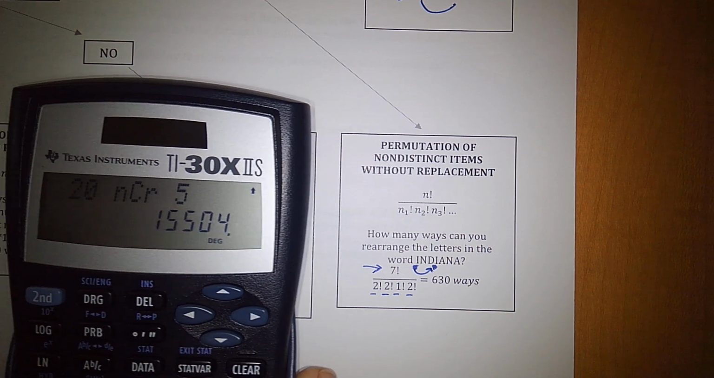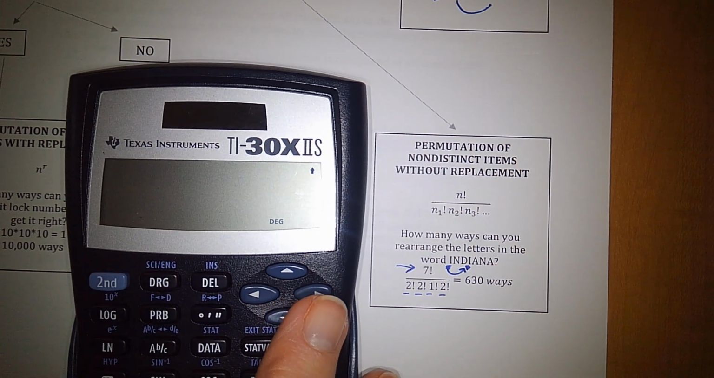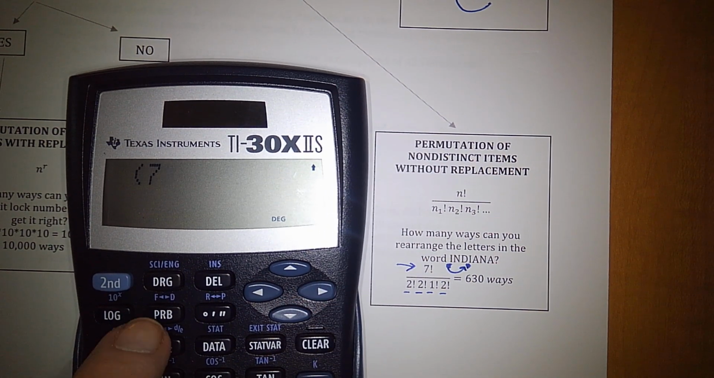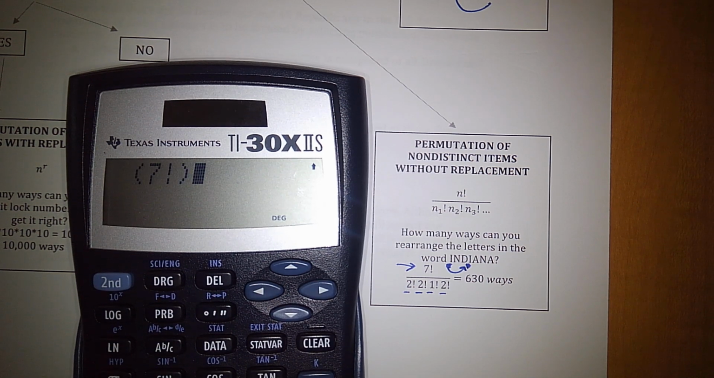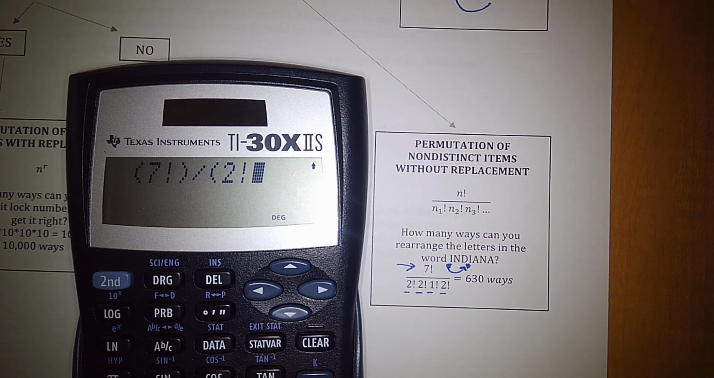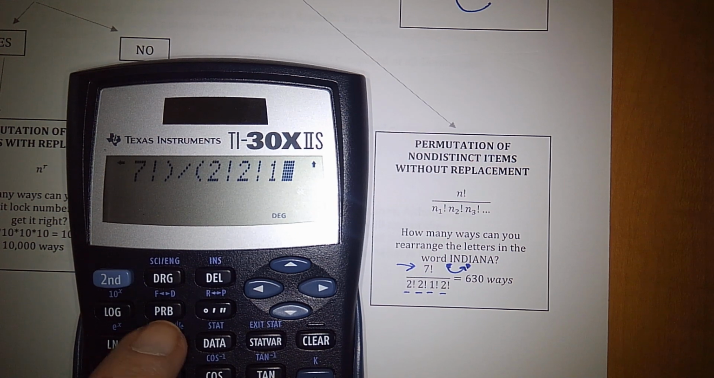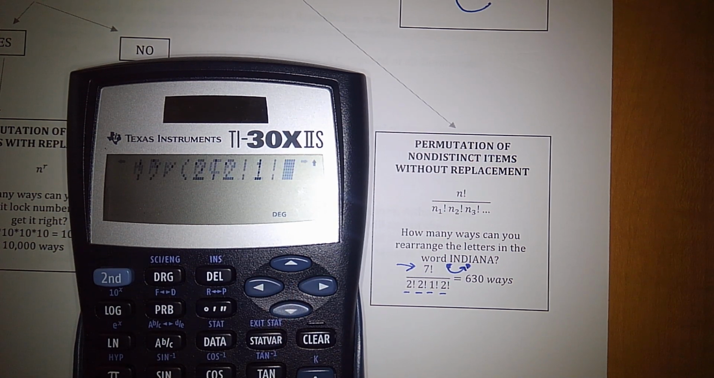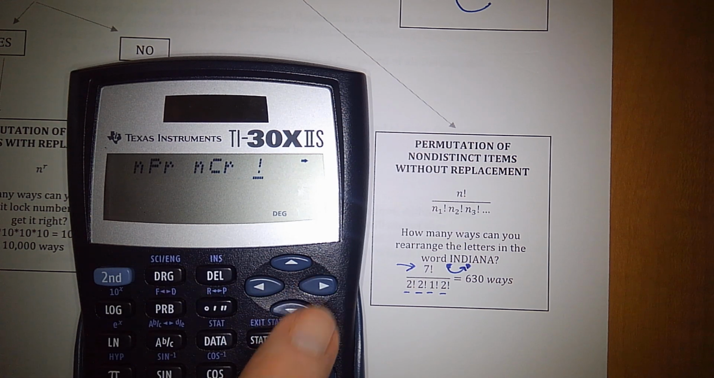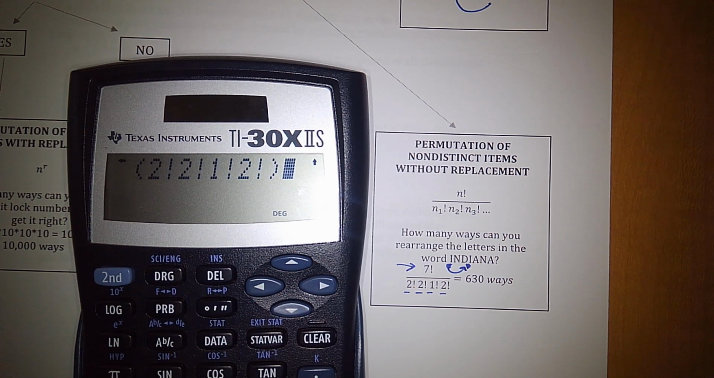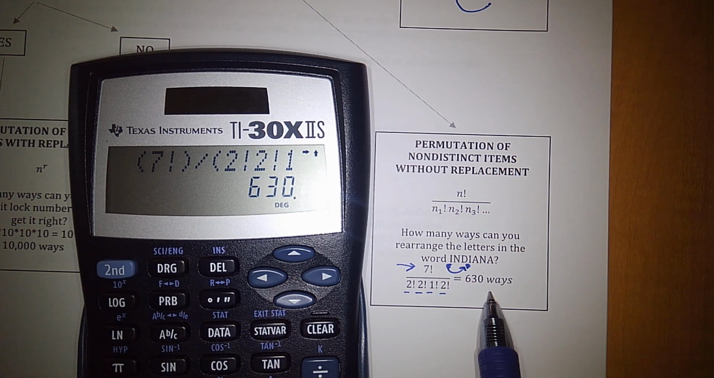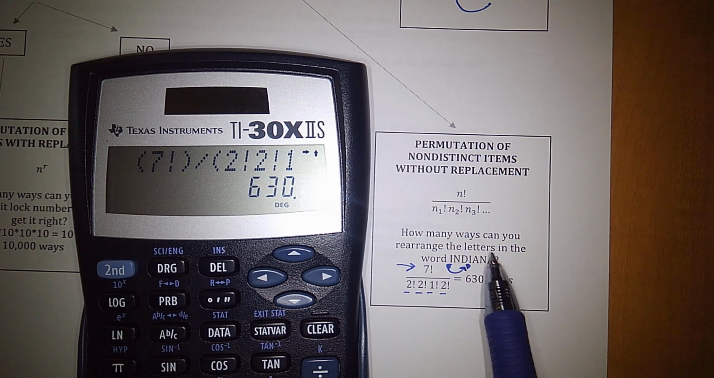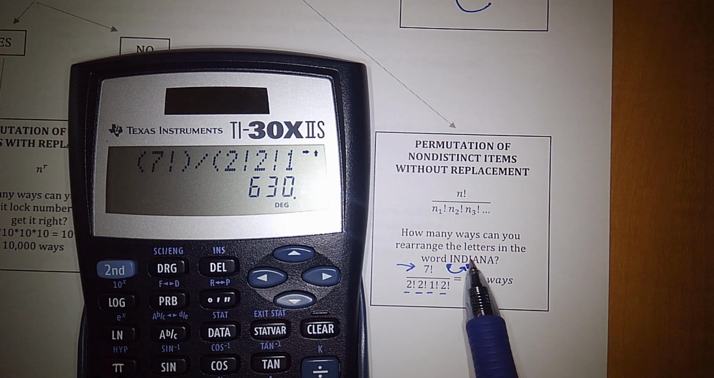So if I put this into my calculator, I would use the factorial symbol. So up top I have 7 factorial divided by 2 factorial, 2 factorial, 1 factorial, 2 factorial, and I should get 630 total ways. So there are 630 ways I could rearrange these letters, knowing that you can't just mix and match the i's because that's not going to create a new permutation.